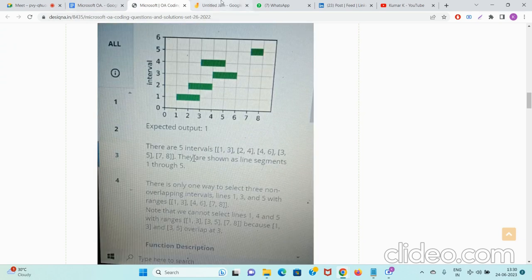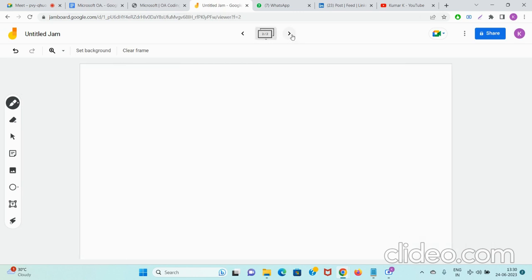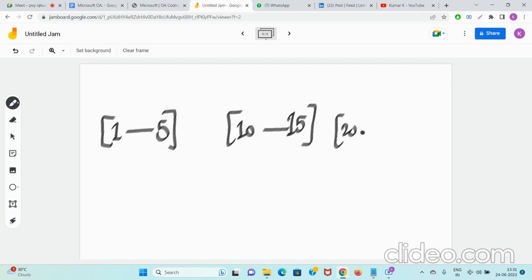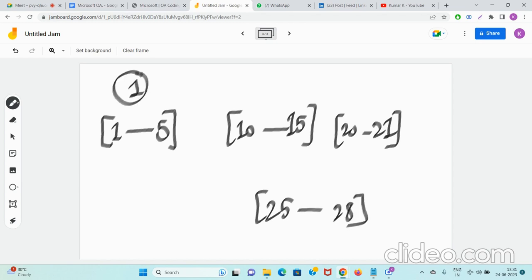Now guys, I want to discuss the last test case and then we will go ahead. The last test case is, say we are given interval 1 to 5. Then we are given 10 to 15. Then we are given 20 to 21. Then we are given 25 to 28. This is interval number 1, this is interval number 2, this is interval number 3, and this is interval number 4.